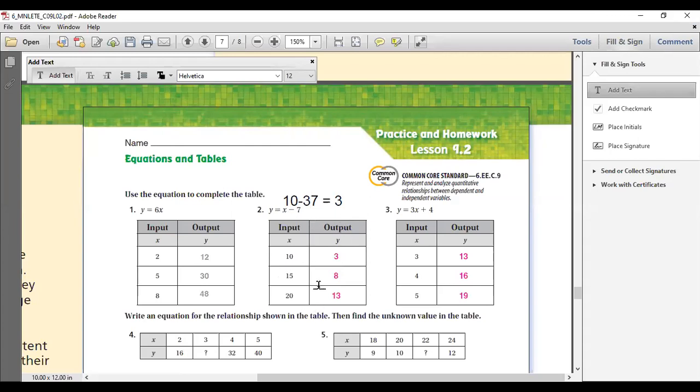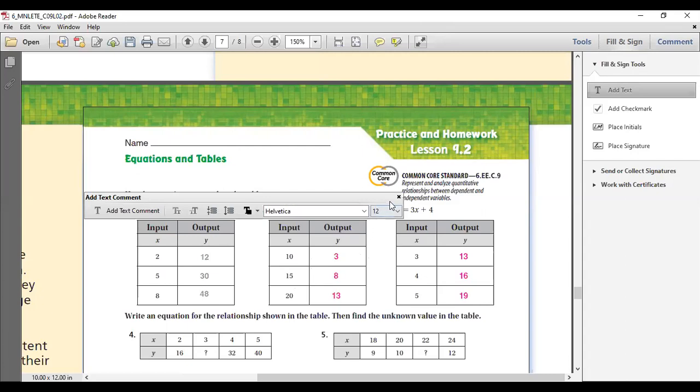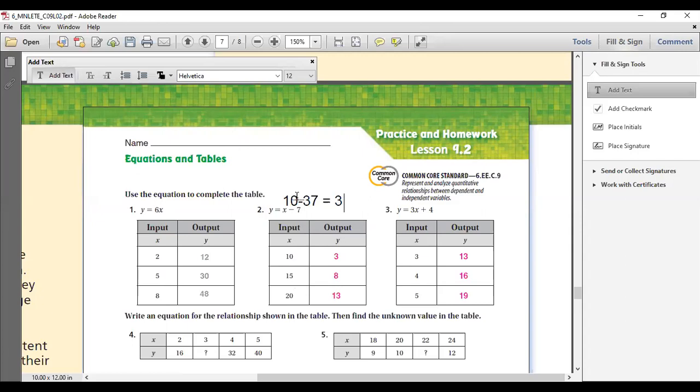So the next one, in place of the x, you have to replace the x with 15. So 15 minus 7 is going to give you 8. So if you've got 8 as the answer, your answer is correct. And the other one, that was y is equal to x minus 7, so you had to write 20 minus 7, which will give you 13. So if you have got 3, 8, and 13 in your table, your answers are all right.